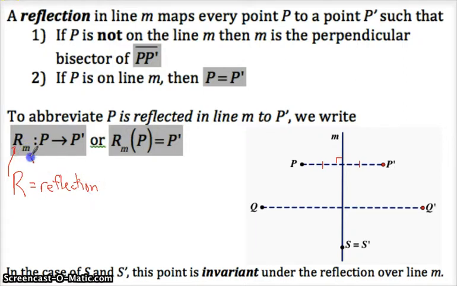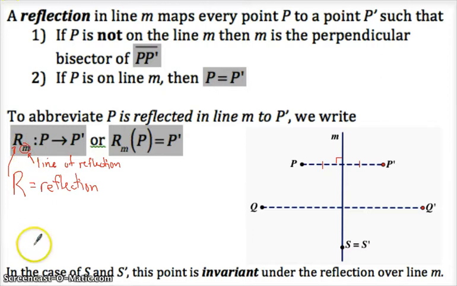The little M down here, because if you're going to do a reflection, you have to say which mirror you're talking about, because there might be more than one reflection in one diagram or in one problem. So this is the line of reflection. The big R just tells us that we are talking about reflections. M tells us which reflection you mean: the reflection in M.